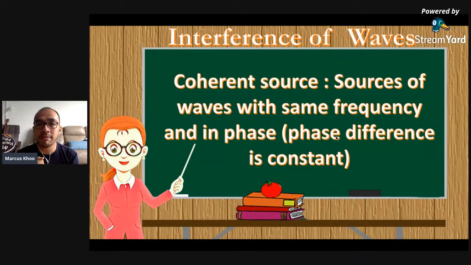These two words must be in there. Obviously it also has the same wavelength and the same amplitude and the same wave speed. But the most important is that it must have the same frequency and the same phase. Bila satu wave naik, the other wave also naik together. Bukan satu wave naik, the other wave turun, tiada. Those are not in phase.